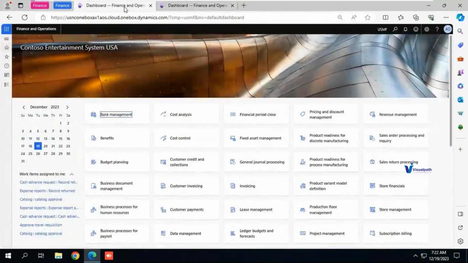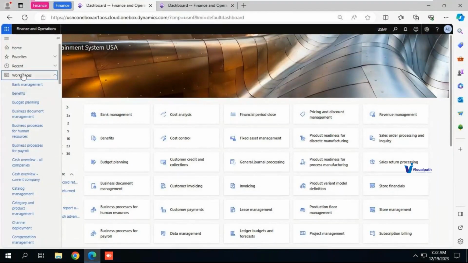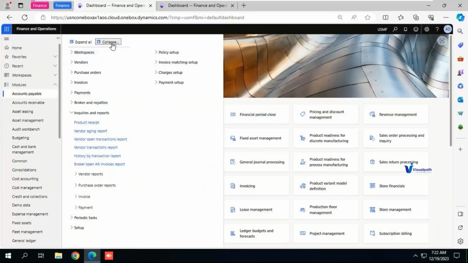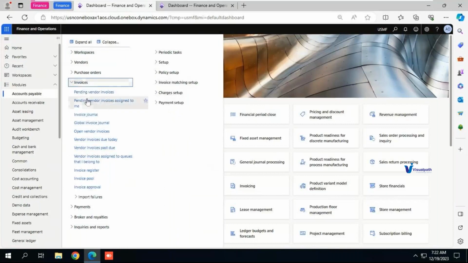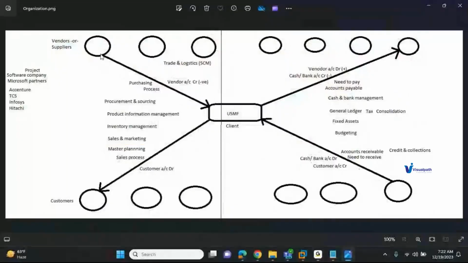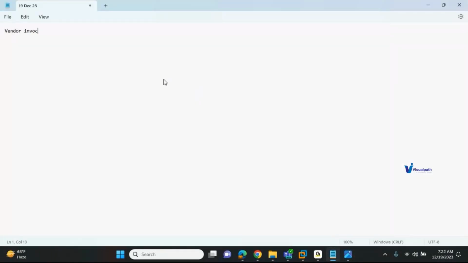And now here are the modules. There are workspaces; we'll understand this later. Another one is modules. The first one you need to learn is the accounts payable module. As I told you, whenever you receive material, you will get an invoice, one invoice. Once the invoice is received, we need to pay money to the vendor. So the first two topics you are going to learn are vendor invoice, then vendor payment.